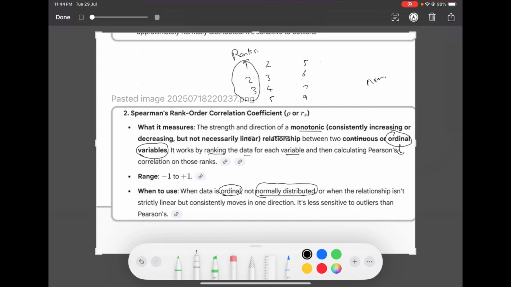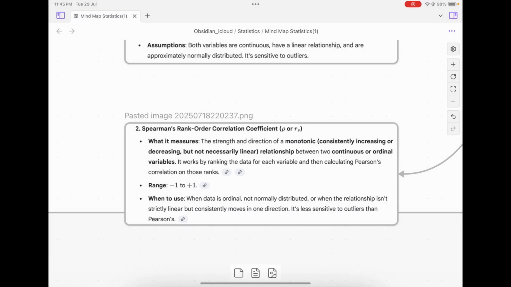This is used when data is ordinal or nominal and not normally distributed. Sometimes the data will not be normally distributed; we will see what that means in the next lecture. It is also used when the relationship is not strictly linear but consistently moves in one direction. It is less sensitive to outliers than Pearson, so this is the advantage. These are the two correlation coefficients that we use. We will study each one of these in the coming lectures, after we study regression and non-parametric tests, etc., in detail.